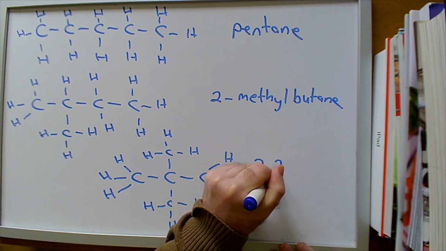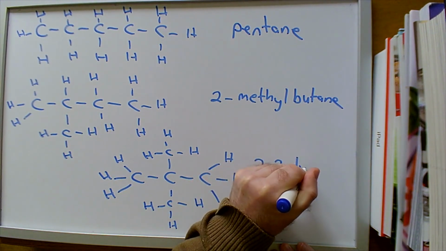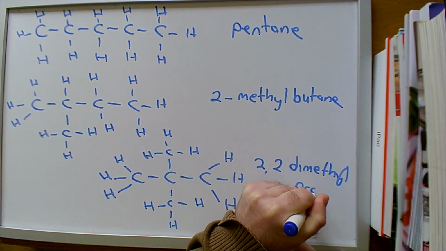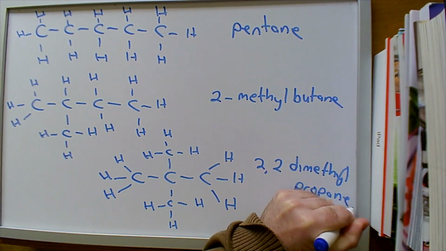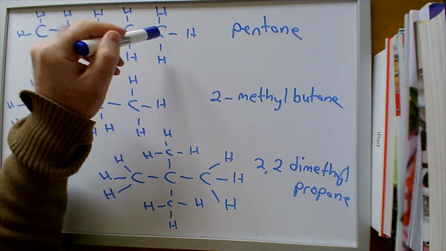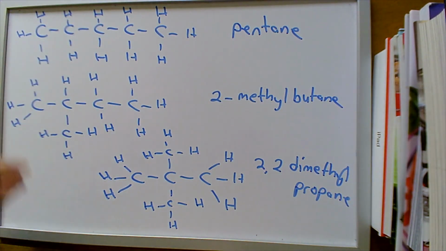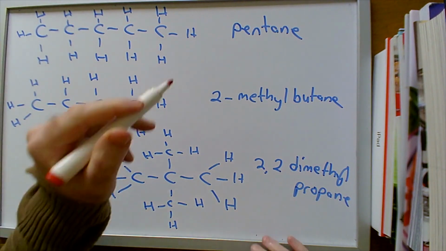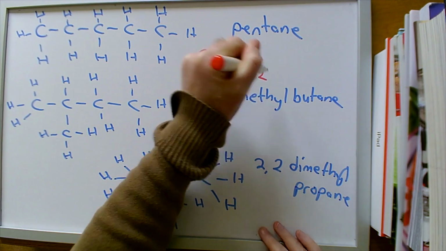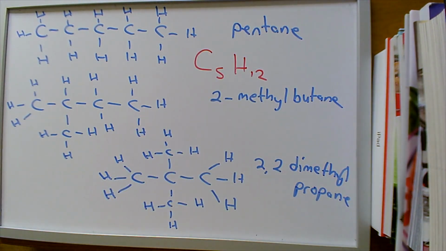Now all 3 isomers have the same molecular formula, that is C5H12. They're chain isomers of each other because the carbon chain is different for each of them. And you can see for all these isomers there are 5 carbons and 12 hydrogens in each. So the molecular formula is C5H12.